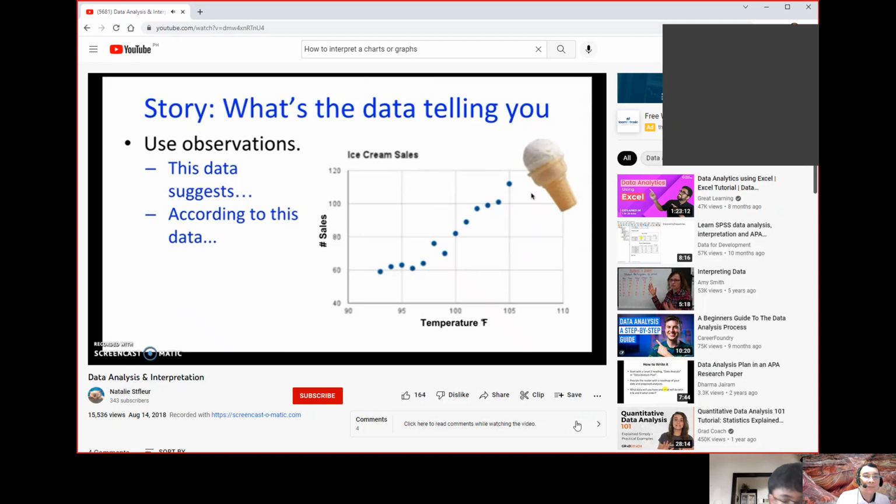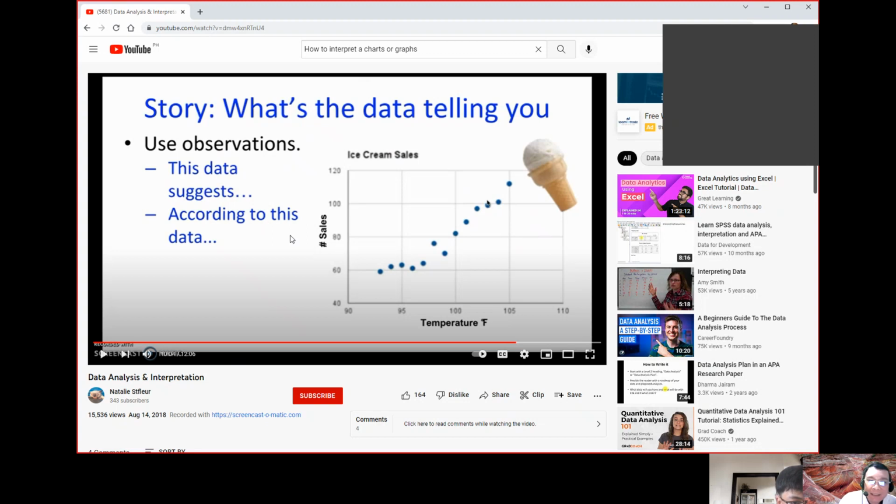Once you finish analyzing the data, now it's time to figure out, well, what is the data telling you? You need your story. Some sentence starters for this will be, this data suggests, or according to this data. So in the case of ice cream sales, we would say that this data suggests that as the temperature increases, the number of sales increase. Another thing that we can add on to this is that the sales increased much more when the temperature was between 98 and 103 degrees. So it increased more quickly. Okay. I have to stop for this particular presentation.